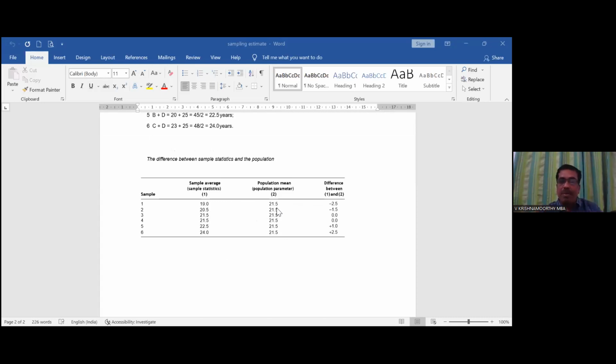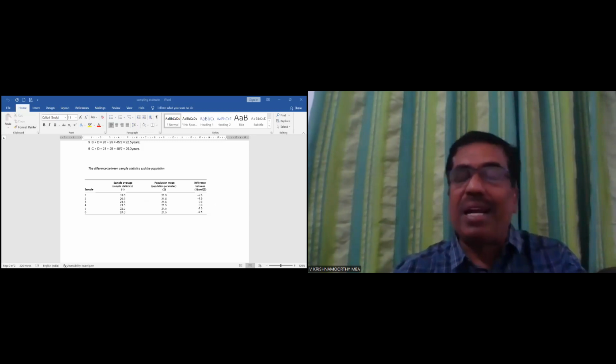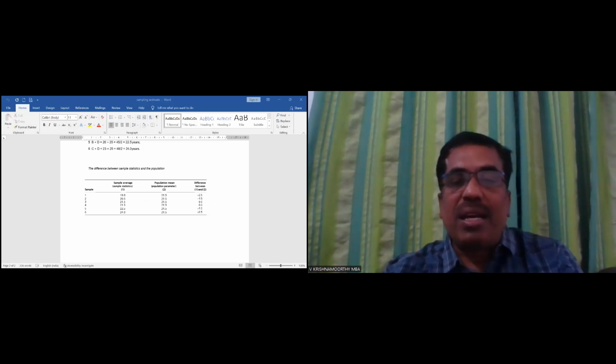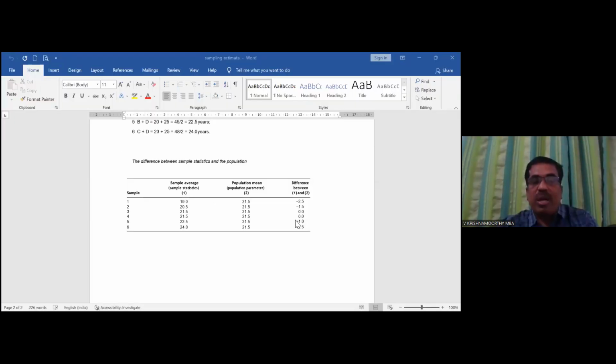The population mean is normally called the population parameter. From the population, I select some sample, and from the sample I get the sample average. This is termed a sample statistic. If there is any difference between the population parameter and the sample statistic, in other words between the population mean and the sample average, this is said to be error. Here, the first difference is minus 2.5, the second minus 1.5, and in the third and fourth situations, for example, I don't have any error.